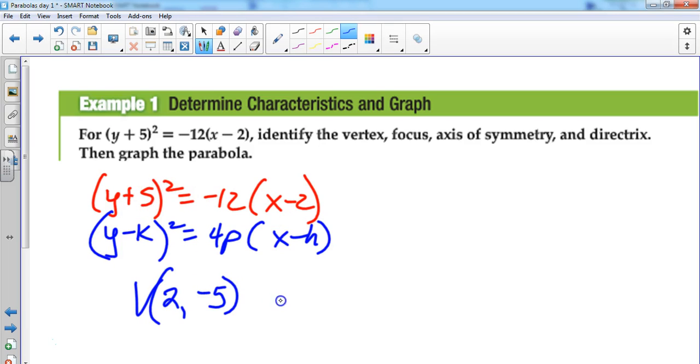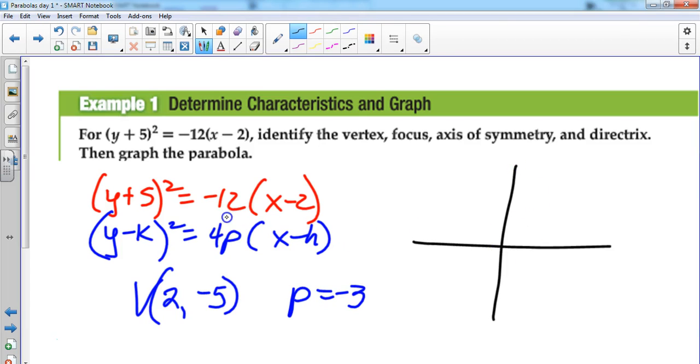All right, what is p? Look right here. P is negative 3. Which way does this open, because the y is squared? It opens left or right because the y is the squared one, and the negative means it opens left.